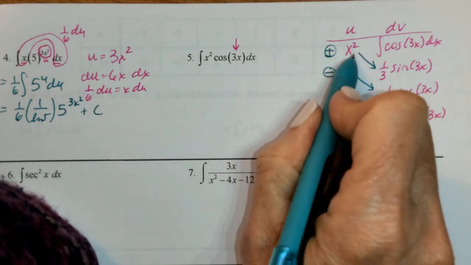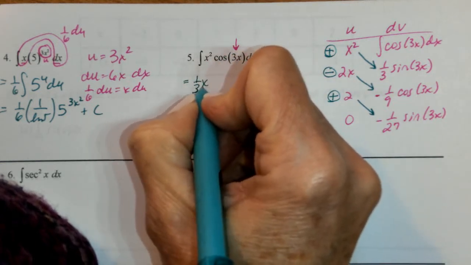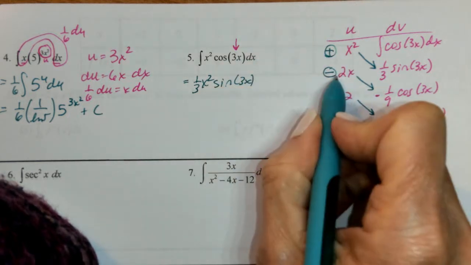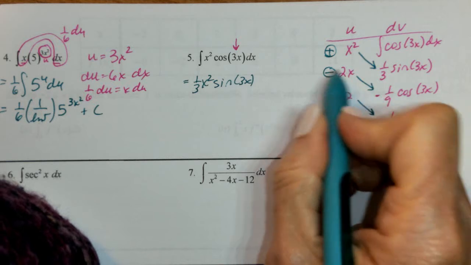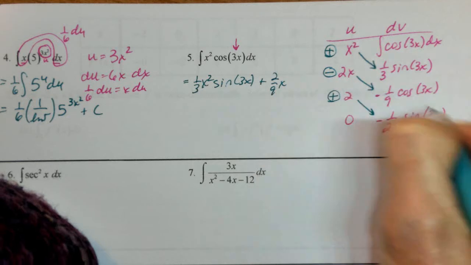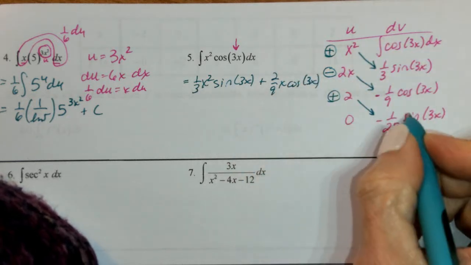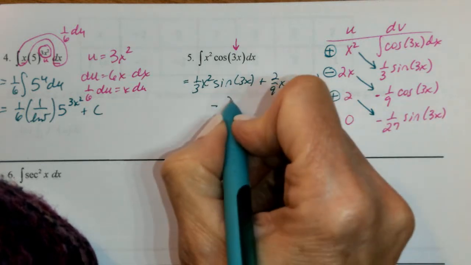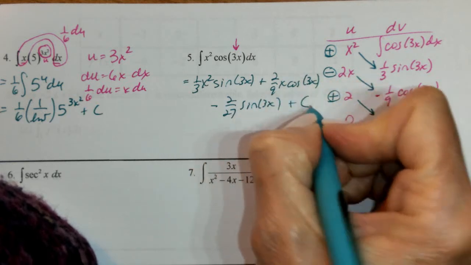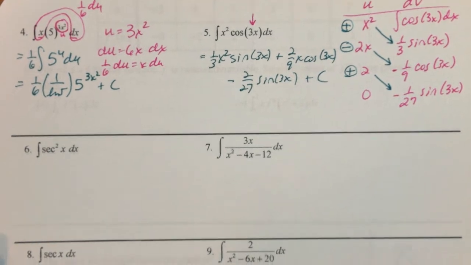So we'll have a positive x squared times this 1/3, so that will be a 1/3 x squared sine of 3x. Now here I have a negative 2x and a negative 1/9, so that will be a positive 2/9 x cosine of 3x, and then this will be a negative 2 over 27 sine of 3x plus our constant of integration. A little by parts table method.